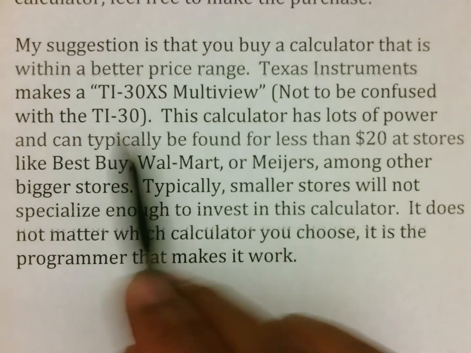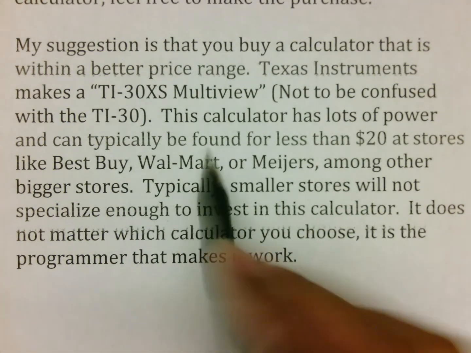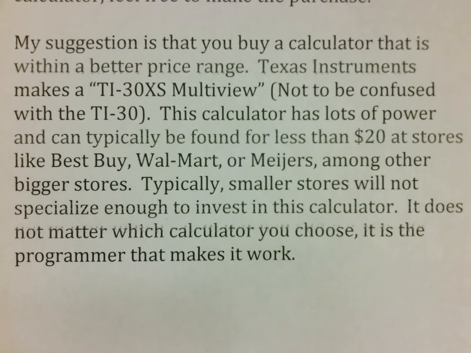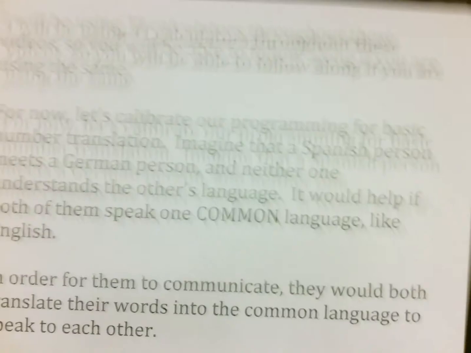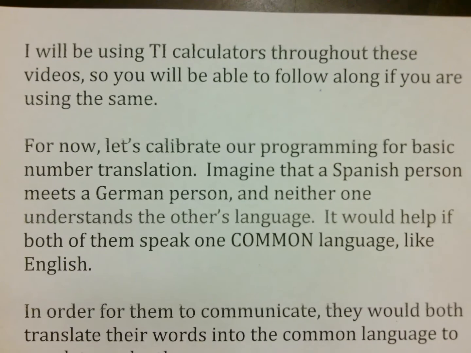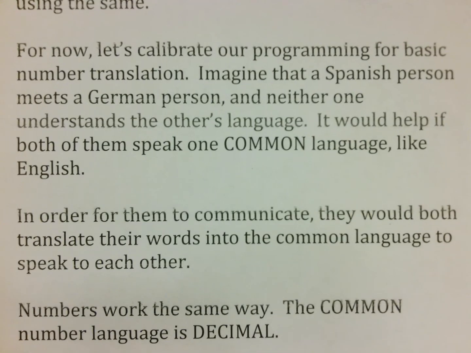Don't confuse it with the TI-30, which is what a lot of parents buy whenever they walk out. You can find it at Best Buy, Walmart, maybe even Meijer, and some of the bigger stores, but typically smaller stores don't specialize enough, so you probably won't find it at the Walgreens and other places like that. Anyway, I'm going to be using TI calculators through these videos, so you're going to be able to follow along if you're using the same. For now, let's make sure we understand how to program our basic number translation.